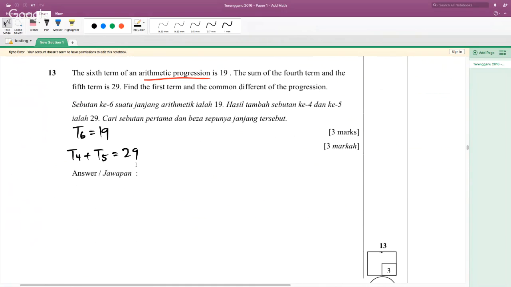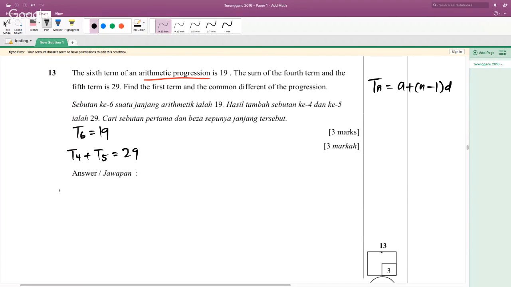There's some simultaneous equations; we will need to do this one. So okay, let me see. Do we have any faster way, or do we have to use Tn? Because Tn equals a plus (n minus 1)d. Okay, so what we will do here is just substitute the values into it.